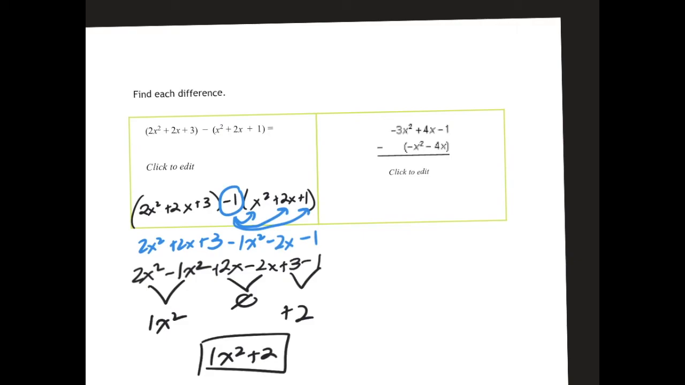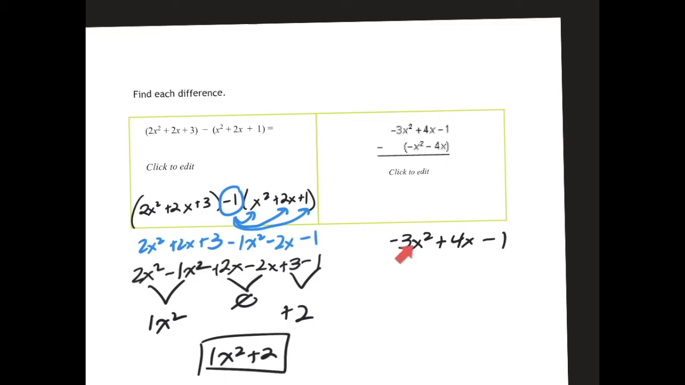Let's try out the second one. So when I look up and down these columns, I notice that these terms are not like terms. So my like terms are not aligned, so I'm probably going to have to put a 0 coefficient somewhere as a placeholder. So I'm just going to write this top expression one more time. So I have negative 3x squared plus 4x minus 1, right?